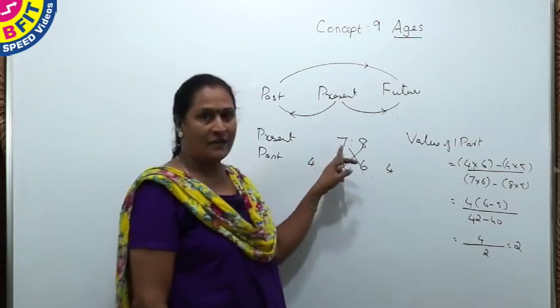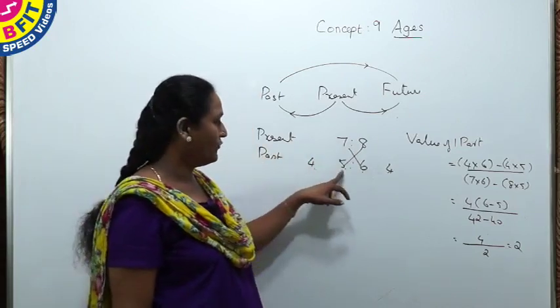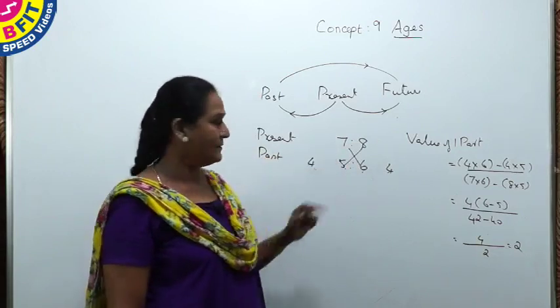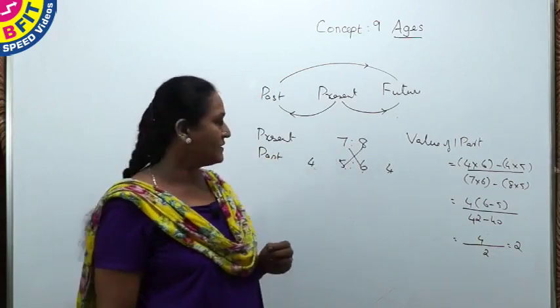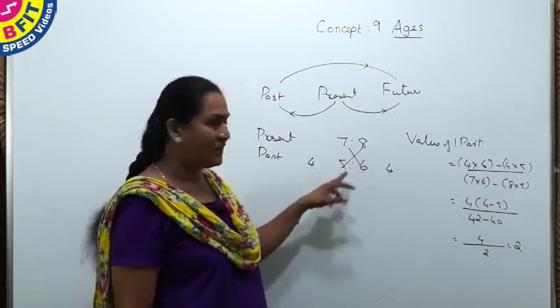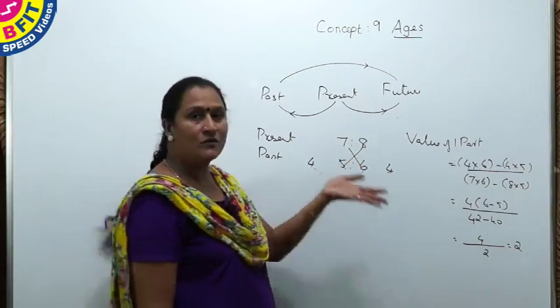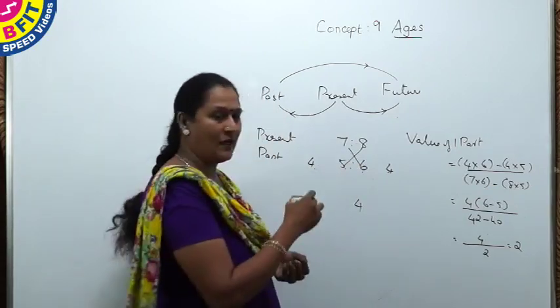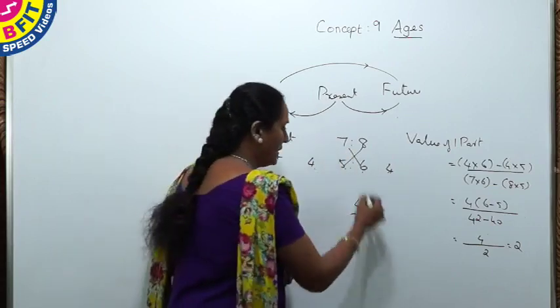So in this ratio we have 7 is to 8, and before 4 years it is 5 is to 6. By how many parts is this value less? It is less by 2 parts, and 8 and 6 is also less by 2 parts. Whenever this value is the same, there is no need to use the smiley concept. The number of years you have, you divide by the common difference.